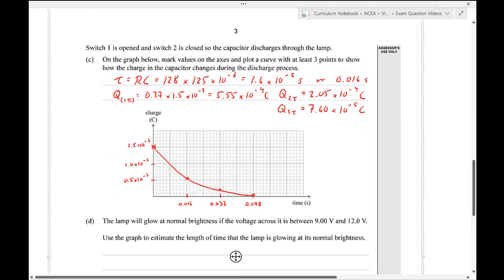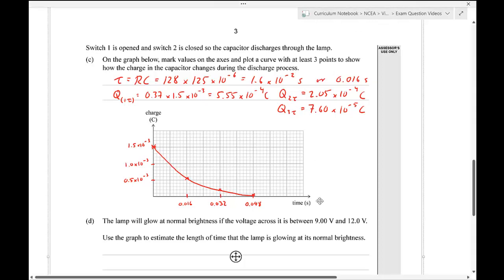We wanted to mark values, plot a curve with at least 3 points. We've technically drawn 4 here: 1, 2, 3, 4. To show how the charge in the capacitor changes. So we started with a maximum of 1.5 times 10 to the minus 3 coulombs, and we worked out with 37%. So when it's decreasing, it decreases to 37% of its starting value after each unit of time. And we've got our 3 points, and the graph looks like a reasonable curve as well.